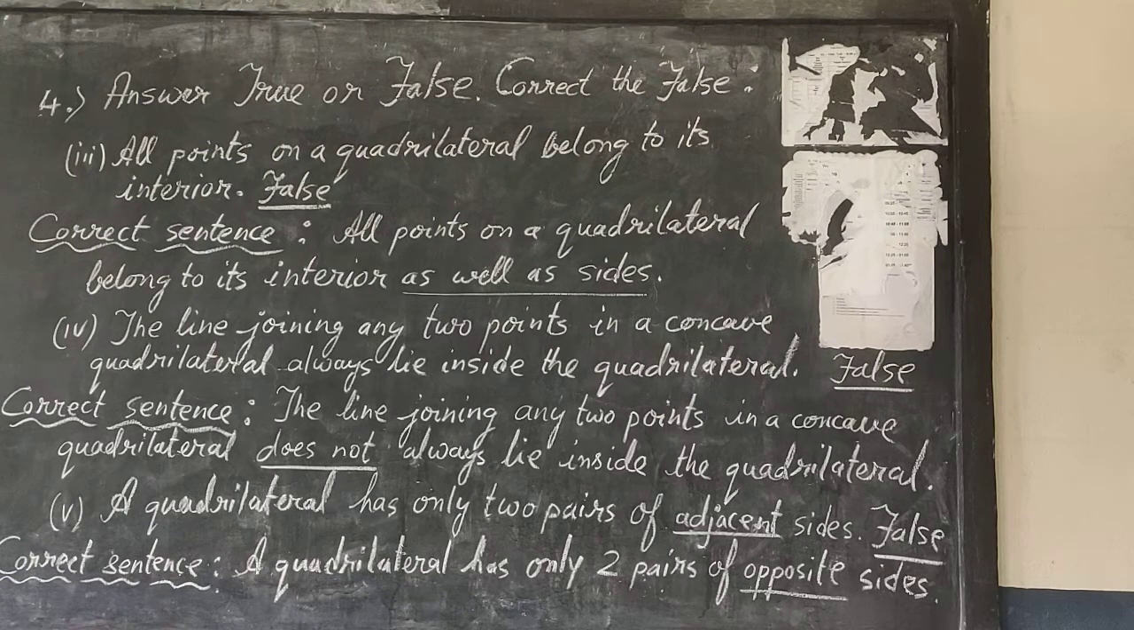Fourth one we had just discussed earlier. I had mentioned it as question number 3, it is actually question number 4. So it's the same thing I have written all over again. Fifth one, a quadrilateral has only 2 pairs of adjacent sides. No, 2 pairs of adjacent sides is wrong. A quadrilateral has 2 pairs of opposite sides, not adjacent. Adjacent there are 4 pairs, remember? So these are the true or false. I have corrected the false ones so that you will know what the correct answer is.